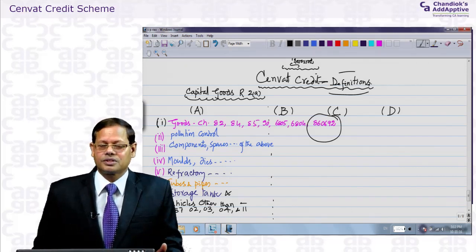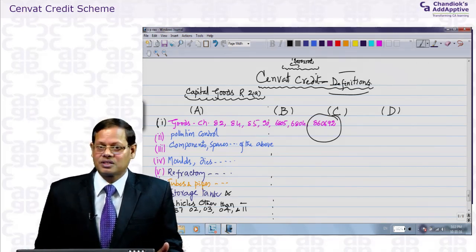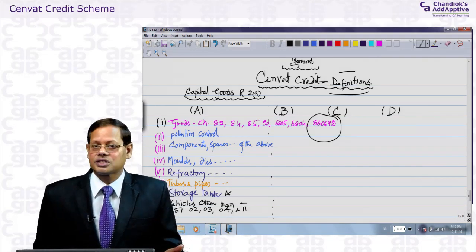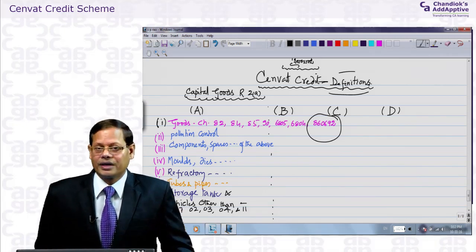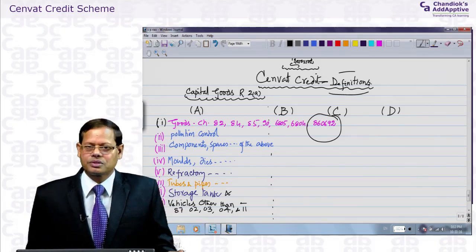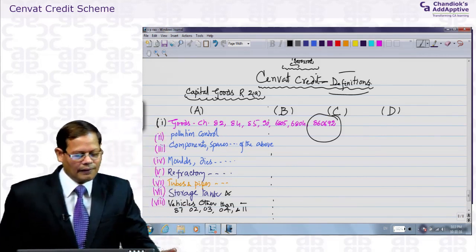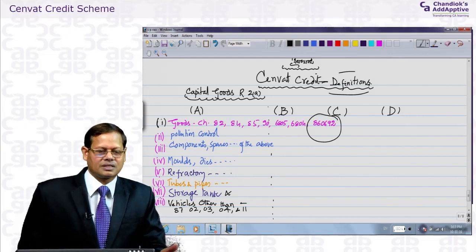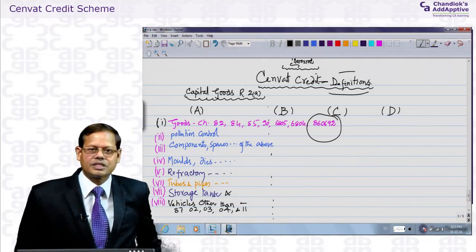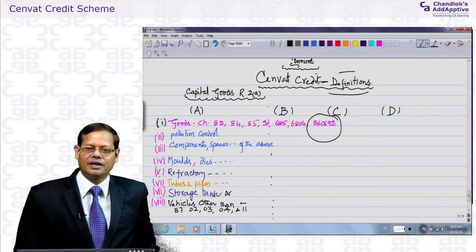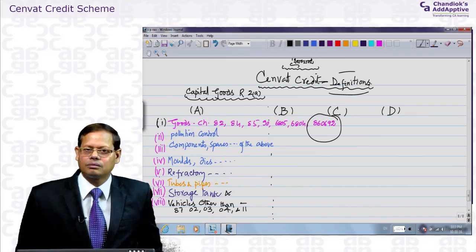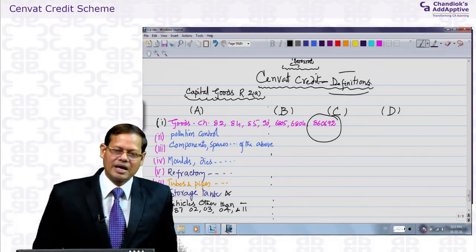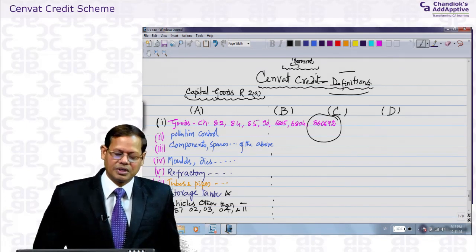Okay? So, spares, components, etc. ACS DMR 68. You study under Rule 4, conditions for availing CENVAT credit. So here, refractory and refractory materials are also capital goods, plus tubes, pipes and fittings. Tubes, pipes and fittings are also capital goods, and storage tanks, whether iron, steel, plastic, rubber or fiber, whatever it is. Storage tanks, pipes and fittings, tubes, pipes and fittings.